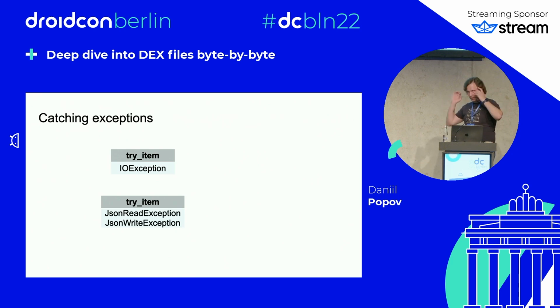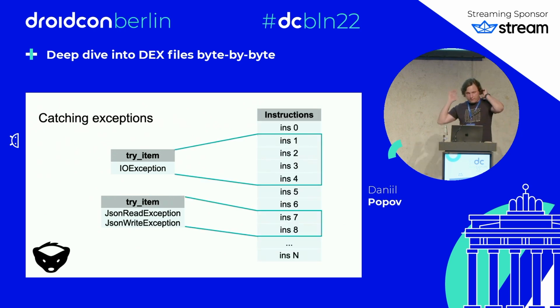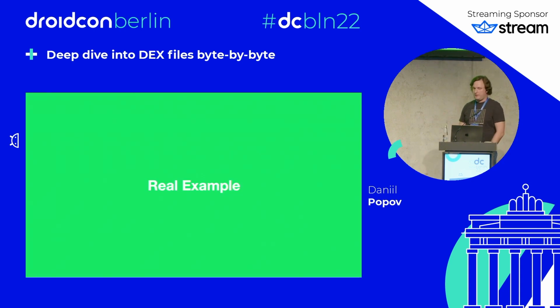Okay, we skipped part of this handling stuff, but some things need to be mentioned. How catching exceptions works. Every try item is associated with one or many exception types, which are handled by this particular try item. And every try item covers some region of the instruction set. And if an associated exception occurs within this region when the code is executed, then the handler is invoked. That's how try catch finally works. Okay, let's see the real example.